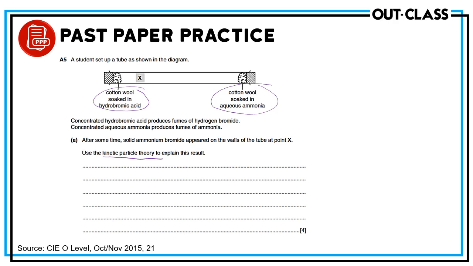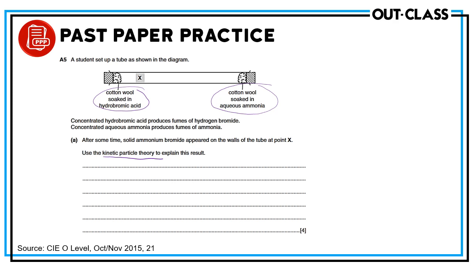So you will say that hydrobromic acid vapors and ammonia vapors are in constant random motion. They collide with air molecules and they move from an area of higher concentration to an area of lower concentration by the process of diffusion. Okay, you score 2 marks for that.